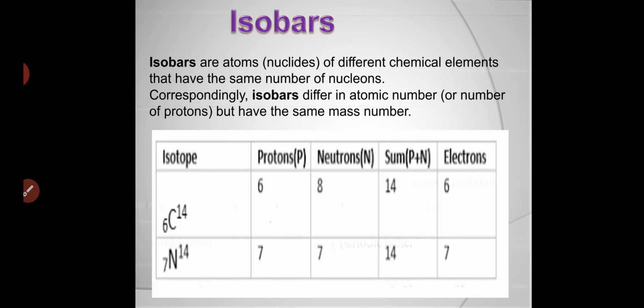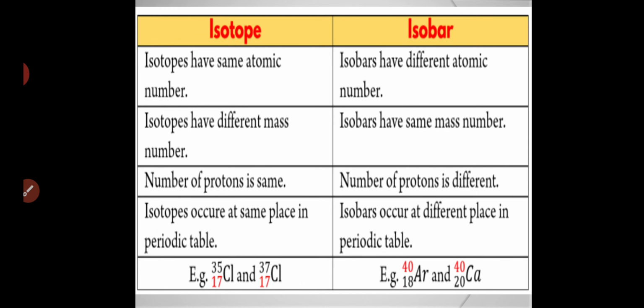Now next, there is a difference between isotopes and isobars. Isotopes have the same atomic number; isobars have different atomic numbers. Isotopes have different mass numbers; isobars have the same mass number. The number of protons is the same here, while the number of protons is different there. And isotopes occur at the same place in the periodic table, but isobars occur in different places in the periodic table.